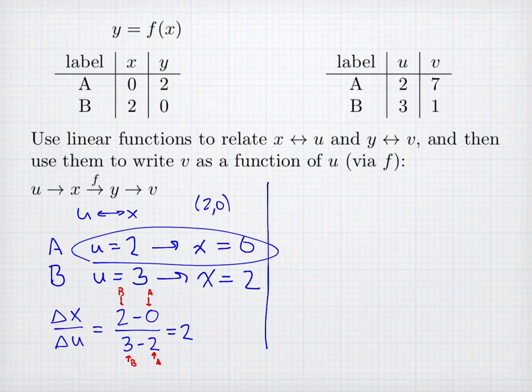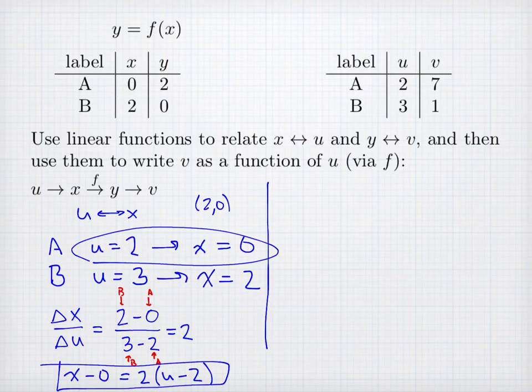This allows me to get a formula for my function. x minus 0 equals slope 2 times u minus 2. This is my linear equation between x and u.